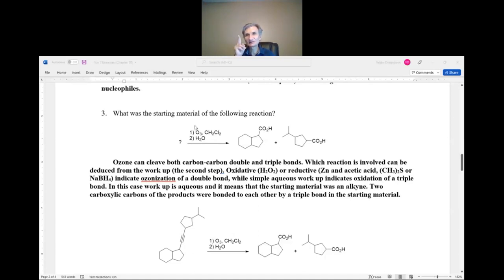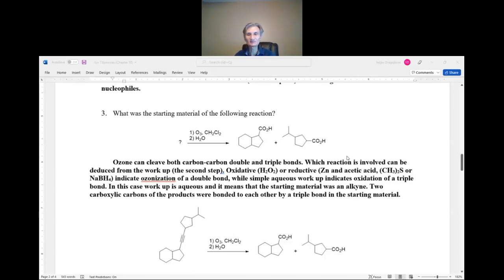So if it's a double bond, it will cut it and the bond will be cleaved, completely broken. Both bonds, sigma and pi, are broken. And then the second step, the workup, depends on what we get as products. In the case of alkenes, this workup could be reductive or oxidative. And then depending on the reagents, products could be alcohols, carbonyl compounds, aldehydes and ketones, or carboxylic acids.